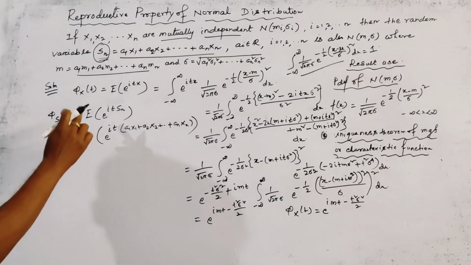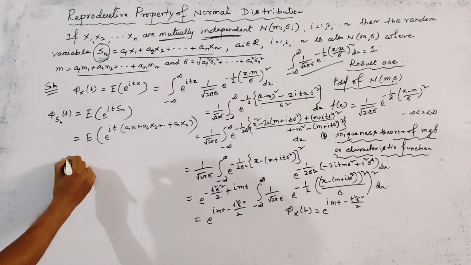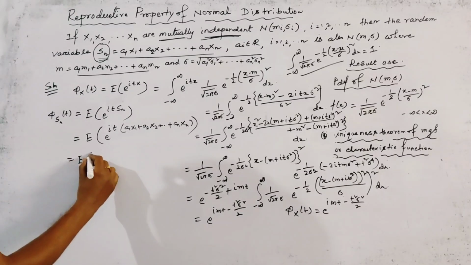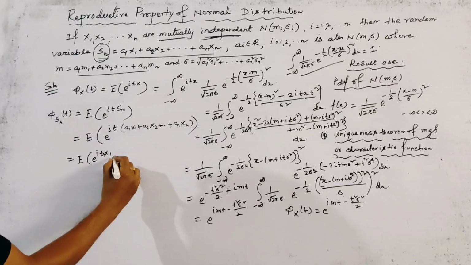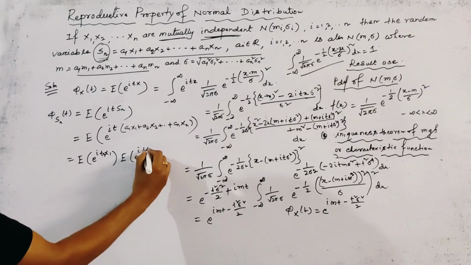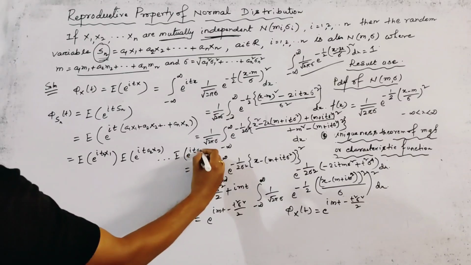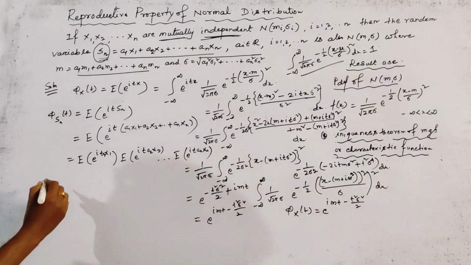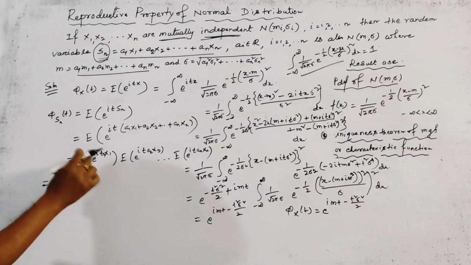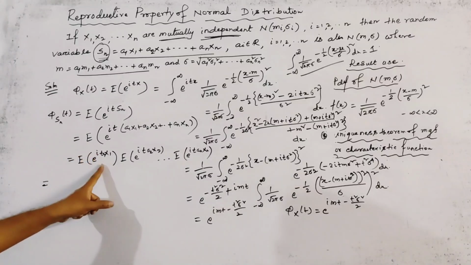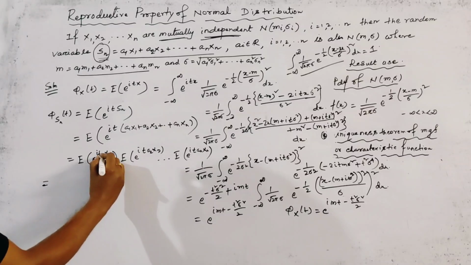Okay, and since x1, x2, xn are mutually independent, we repeatedly say that this term is very important. So we can write this expectation as the product of expectation e to the power i t a1 x1, into expectation e to the power i t a2 x2, up to expectation e to the power i t an xn. Okay, now this is the characteristic function of x1. Here the real variable is taken to be t a1.